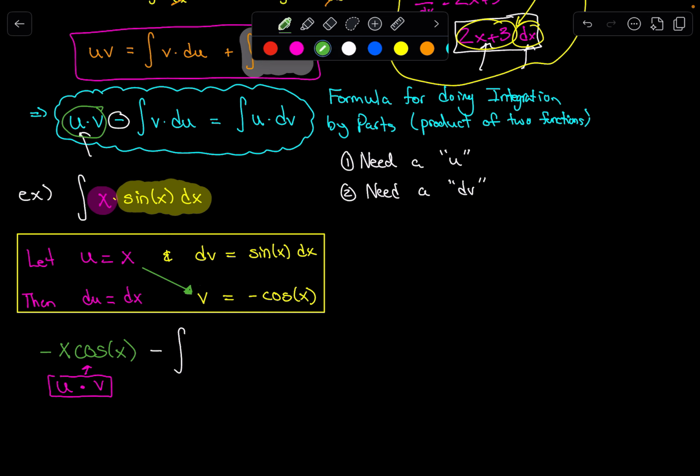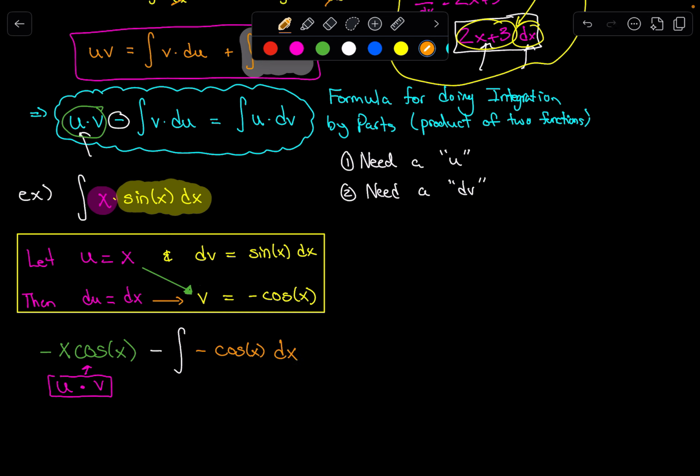of v times du. And so again, the way that I like to remember this is I just draw a straight arrow to the right. It helps me when I need to remember this formula for quizzes and exams. And so my v times du, that's going to be a negative cosine of x. That's my v, and my du just equals dx.